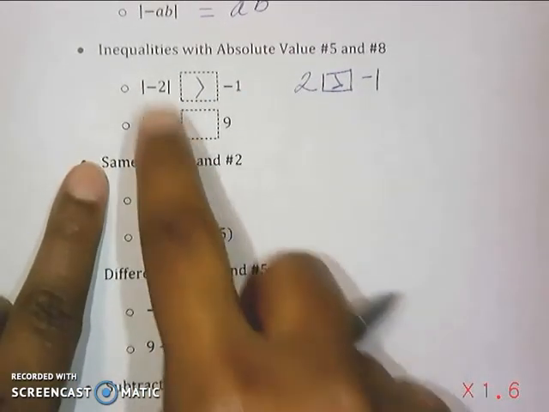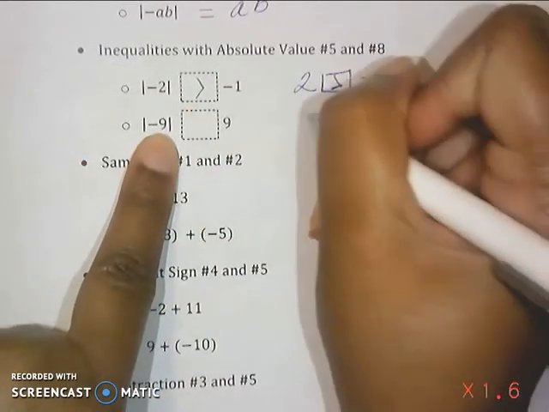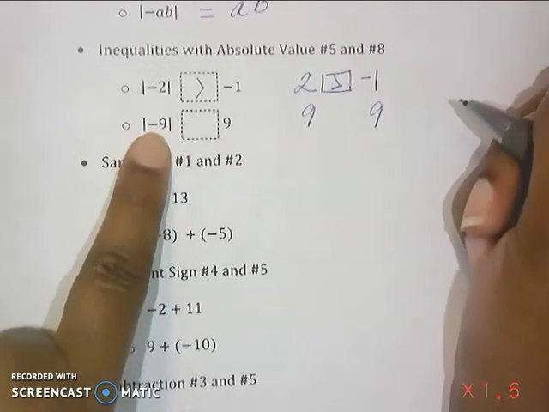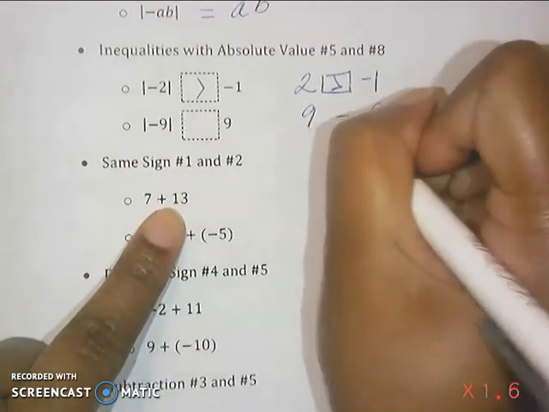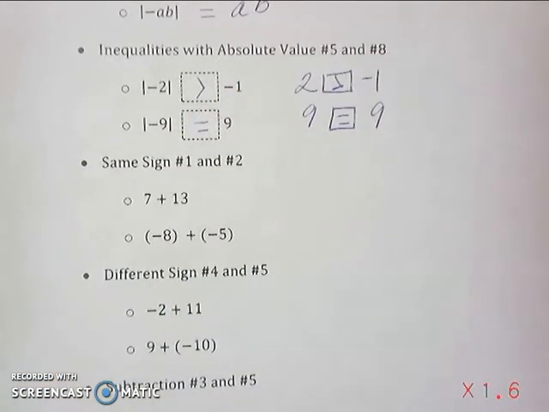And then the same rule applies to the next one. The absolute value of -9 is positive 9. So the relationship between 9 and 9, they're equal. So inside that box, we should have had an equal sign. That's okay. We all make mistakes. We learn from our mistakes. Let's keep it going. Write that down if you need to.